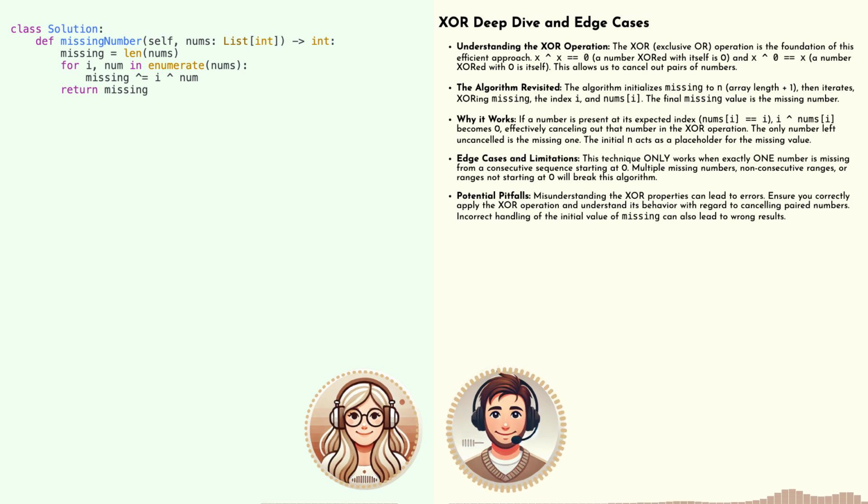Wow, that's pretty brilliant. It's like magic, but it's just clever math. I'm starting to see how this bitwise wizardry can be so powerful. But how does it stack up against our other approaches in terms of efficiency? In terms of time complexity, it's also O of n, because we're essentially making 2 passes through the data. Right. But the real beauty is its memory efficiency.